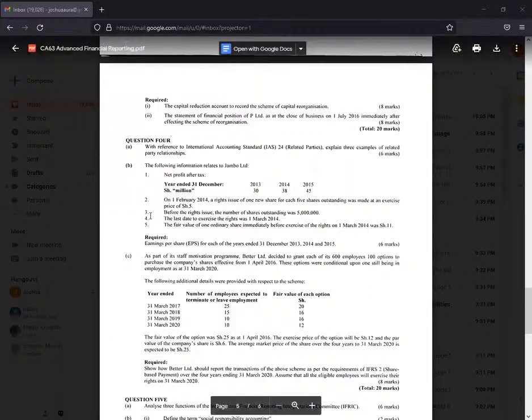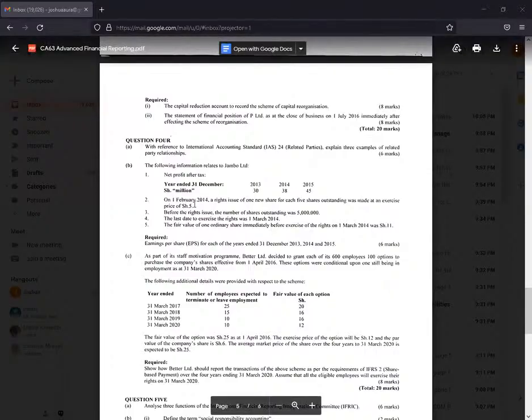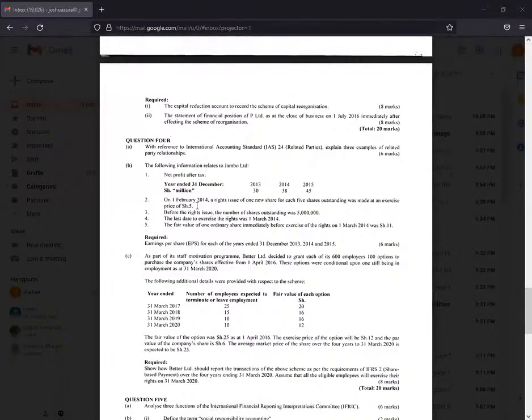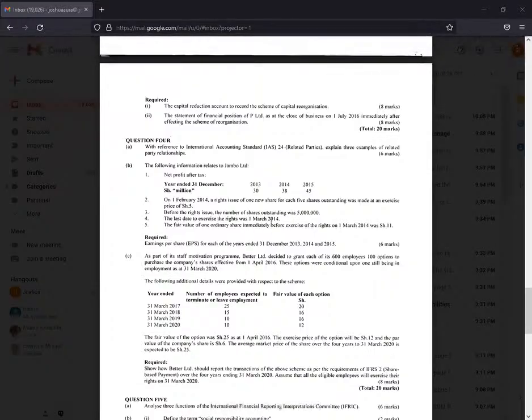On 1st February 2014, a rights issue of 1 new share for each of the 5 shares outstanding was made at an exercise price of shillings 5. Before the rights issue, the number of shares outstanding was 5 million. The last date to exercise the rights was 1st March 2014.